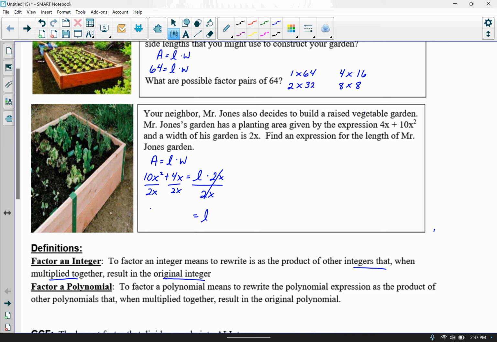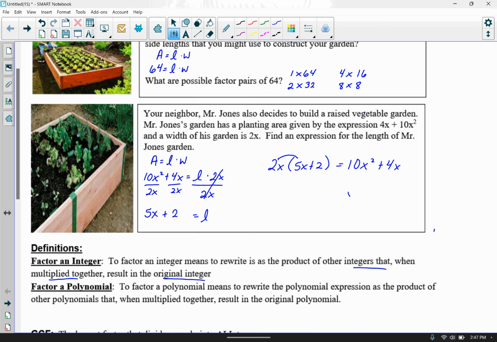So then my length equals, I just divide. So 10 divided by 2 gives me 5. Where do I have the most x's? Up top. One more. 4 divided by 2 gives me 2. The x's cancel out. So that would be the expression for my length. Okay. So then what we can say is that we now know 2x times 5x plus 2 would give us our overall area of 10x squared plus 4x.